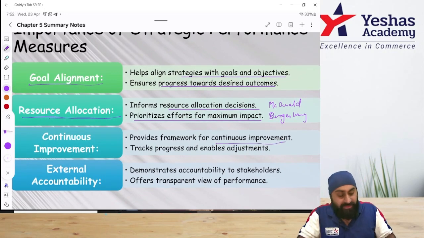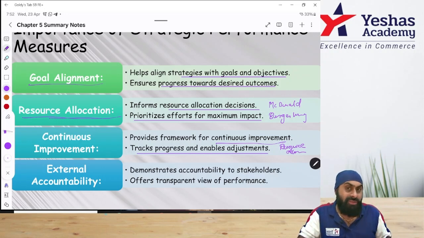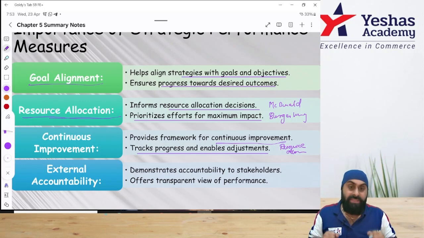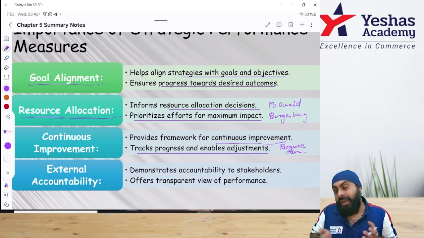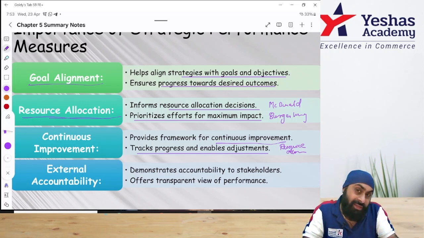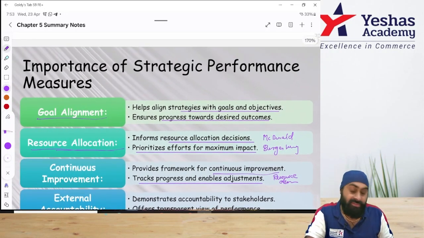Continuous improvement in the market is to track progress and enable adjustments. Wherever you require resource allocation to be shifted, you will shift it so that there can be continuous improvement. External accountability: now, if you start working on SPMs and start proving that you are conquering this competitor on this particular financial measure or customer satisfaction measure or employee measure, trust me, people will start believing in your brand, they will understand your success and be able to measure it. In this case, the investor would start investing. So this SPM is important for the organization.